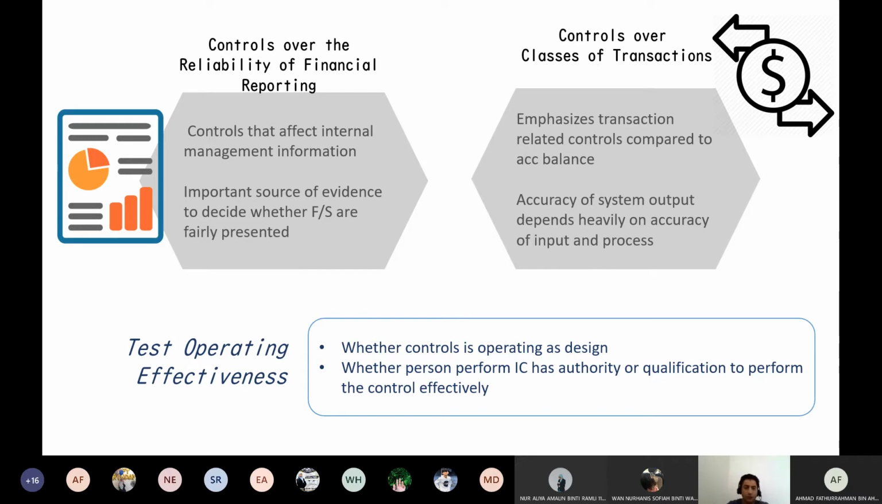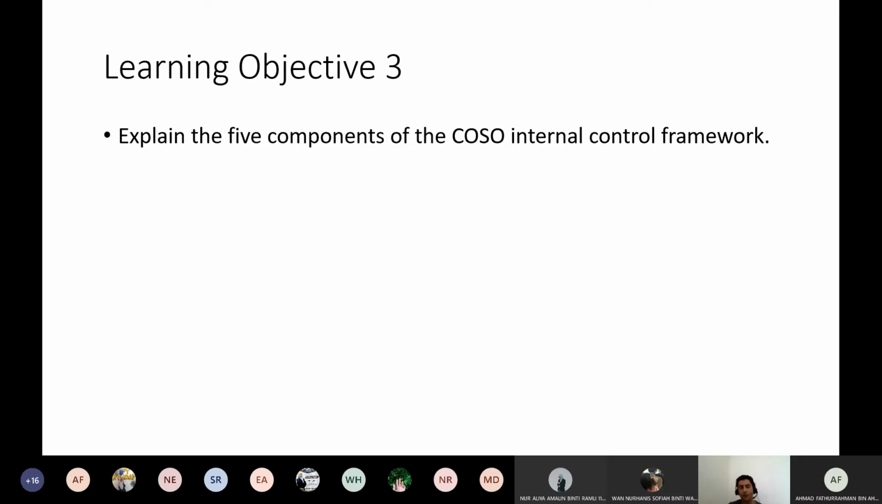We need also to discuss the test of operating effectiveness. We need to test whether the control is operating as designed. So we will test the operation and we benchmark it with the design. So next is whether the person performing the internal control has the authority or qualifications to perform the control effectively. Okay, so we move to learning objective number 3, explaining the 5 components of the COSO framework of internal control.